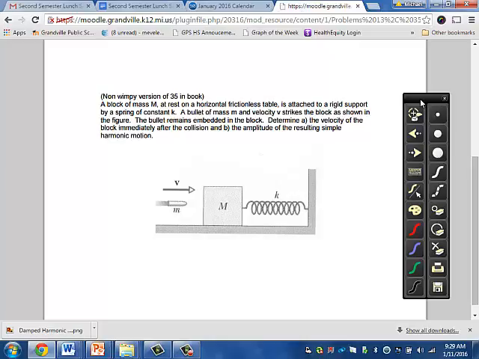So remember that bullet block collision is completely inelastic. And you know what that means? Conservation of energy, at least for the collision part, conservation of energy is useless. You can still use conservation of energy on the other parts of the problem, but for the collision, no conservation of energy.